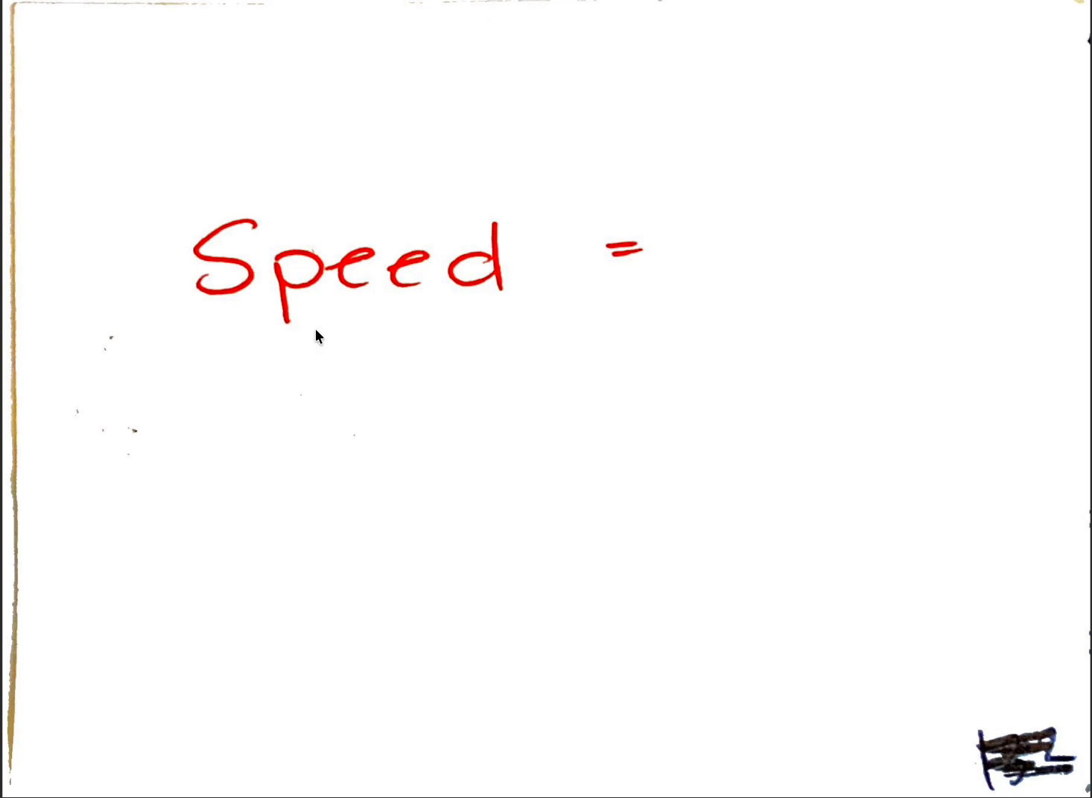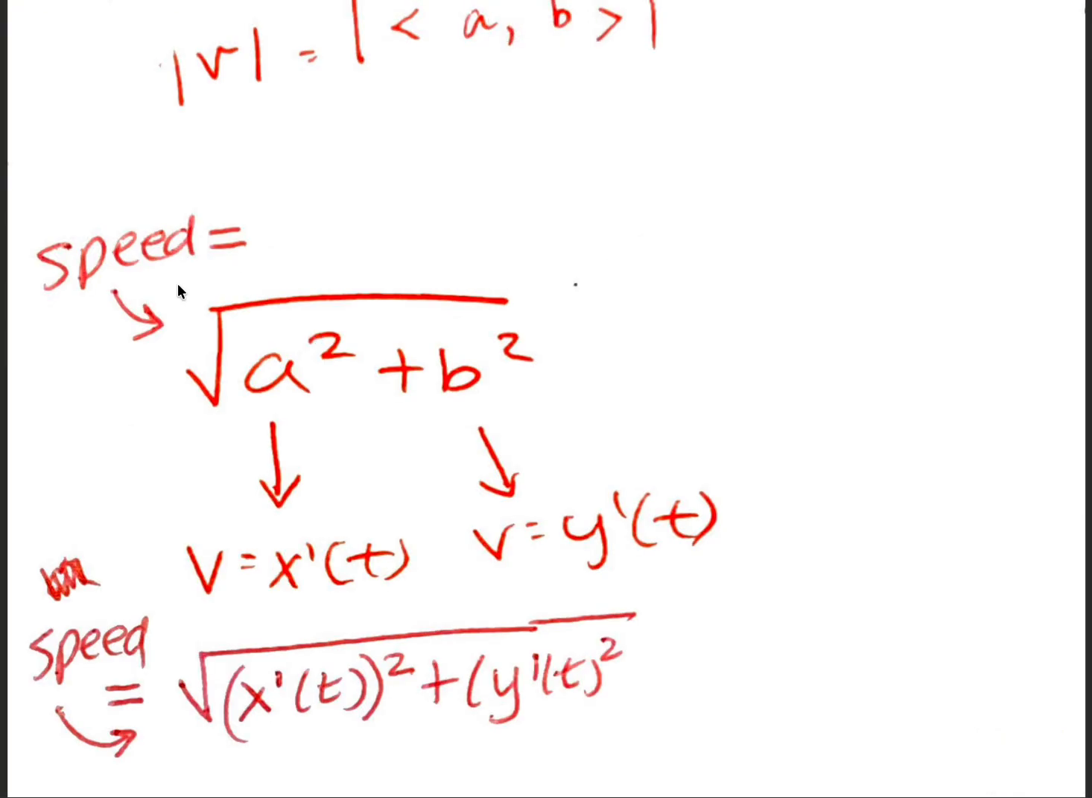How to calculate the speed? Speed is the square root of a squared plus b squared. In here, a is x prime of t, which is also v sub x of t. And b is y prime of t, also known as v sub y of t. Therefore, we can represent the speed in this way.